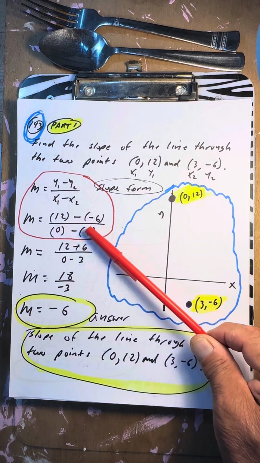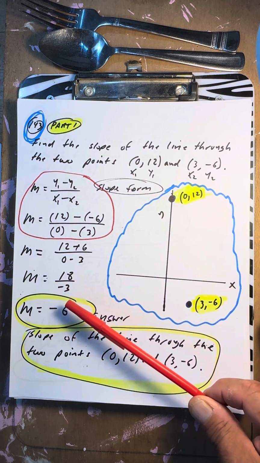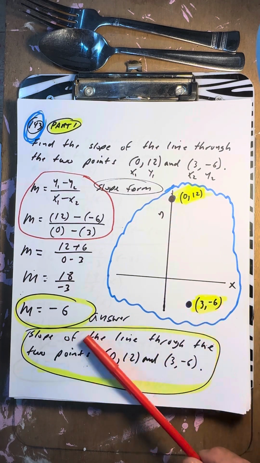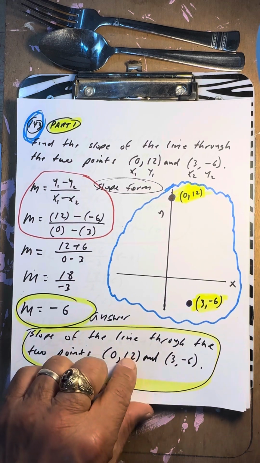And 0 minus 3 is going to be 0 minus 3. That's going to be what? 18 over negative 3 is going to be negative 6. So the slope of the line through the 2 points is negative 6. Okay.